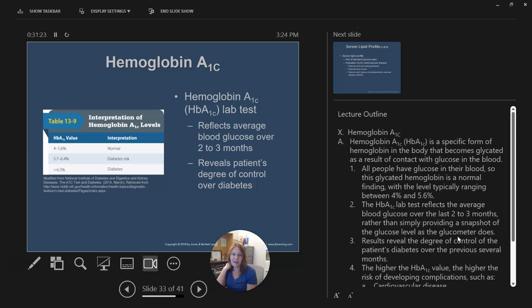On to our hemoglobin A1C. I know we're a little over that 30-minute mark. The labs has a lot to it, so bear with me. We only have a few more slides left.